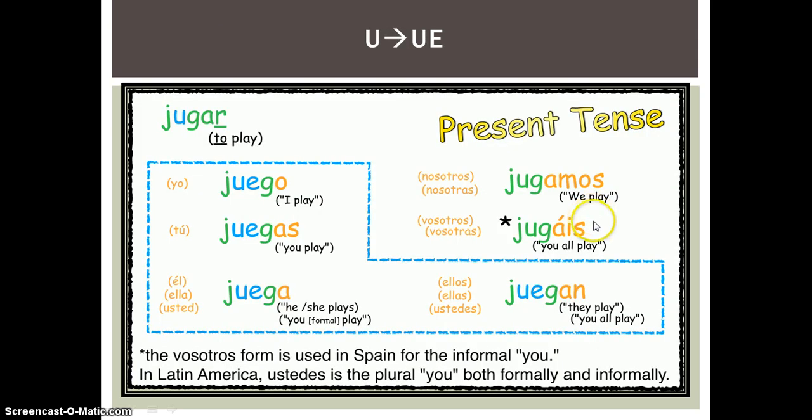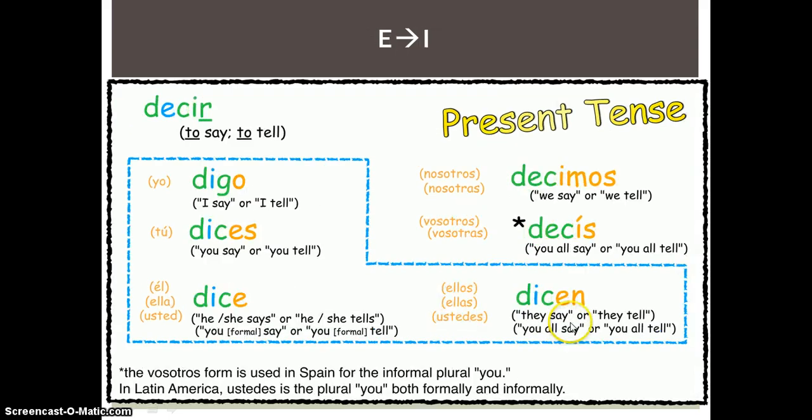For a U to UE, jugar, and listen carefully to the pronunciation, juego, juegas, juega, jugamos, jugáis, juegan. And there's a reminder there, remember vosotros is the plural, informal you all that we only use in Spain. If you're in Latin America and you want to say you all, you use the ustedes form. And in E to I, decir, the verb to say or tell, we have digo, dices, dice, decimos, decís, dicen. So notice all of these have the stem change, but nosotros, vosotros do not.